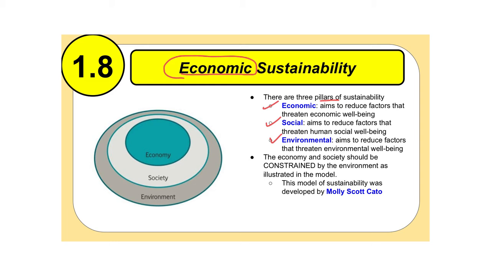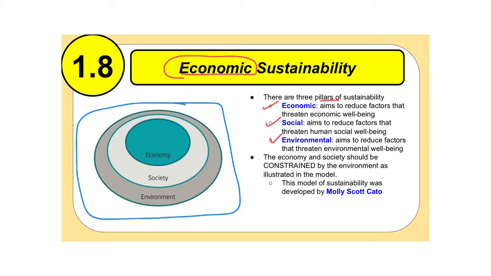Now, knowing these three pillars of sustainability, we can take a deeper look at this particular model here. This graphic shows a model that was created by Molly Scott Cato. Molly Scott Cato theorized, I guess you can say, or developed the idea that the economy and society should be constrained by the environment, as illustrated by this model. And so what this means is, if you're looking at this graphic here, you can see that the economy and the society are all within the environment. And what this means is that economic sustainability and social sustainability must be constrained by the environment.